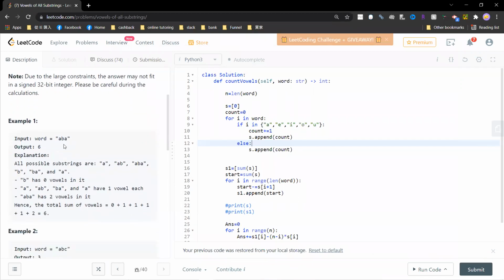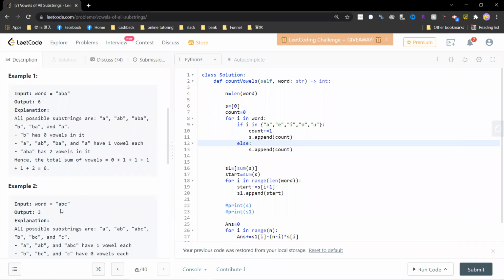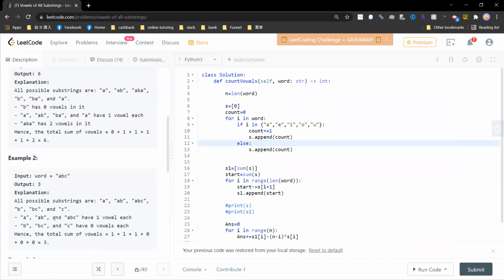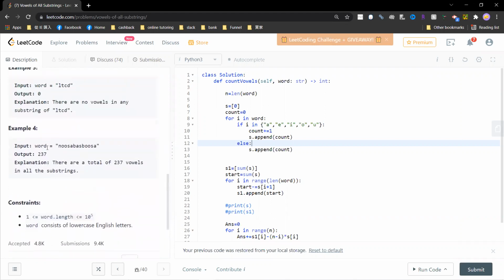So for example, for "aba", there are 6 substrings. You count A as 1, AB as 1, ABA as 2, B 0, BA 1, A 1, so the total is 6. For "abc", only A has a vowel: A, AB, ABC, 3 of them, and the rest 3 do not have any. And this one is 237. You need to count it.